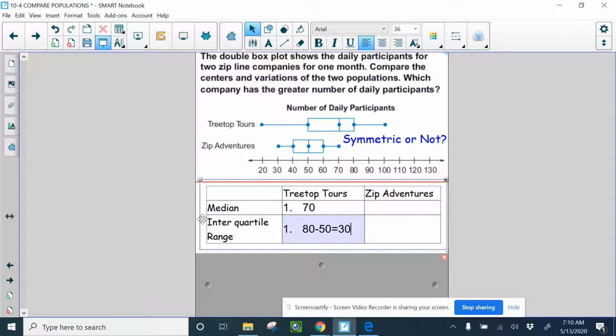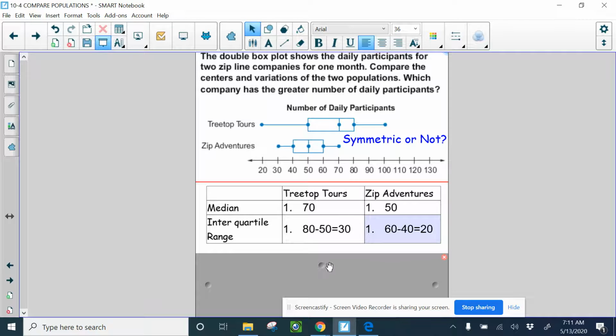You right now are going to be telling me what is the median for Zip Adventures. I look at the bottom box plot. What would be the median? The median would be the one that's right inside the box, so hopefully you figured out the Zip Adventures median would be 50. What would the interquartile range be for Zip Adventures? To find it, I take my upper quartile of 60 and subtract my lower quartile of 40 to get an interquartile range of 20.